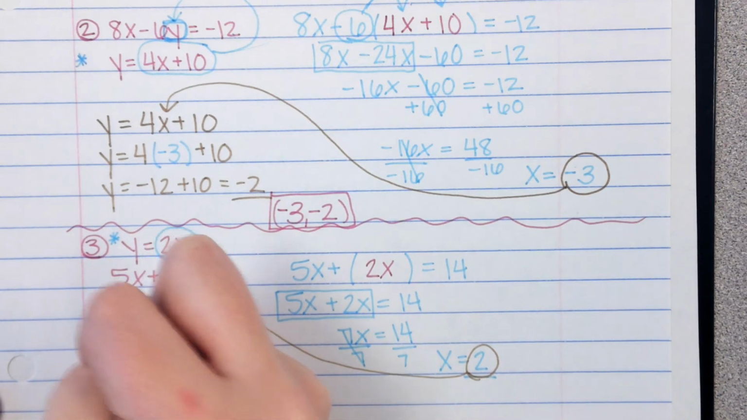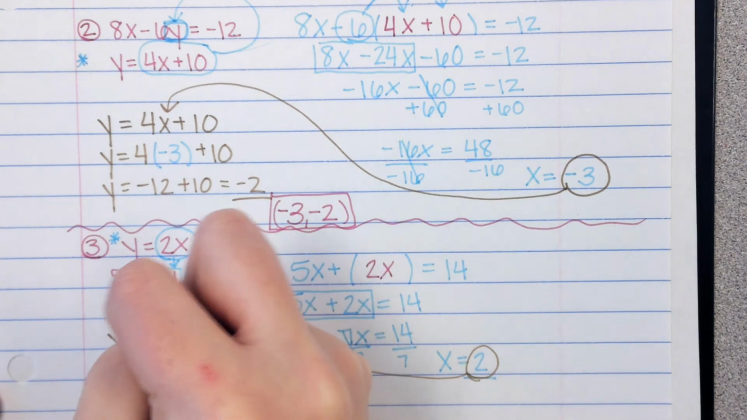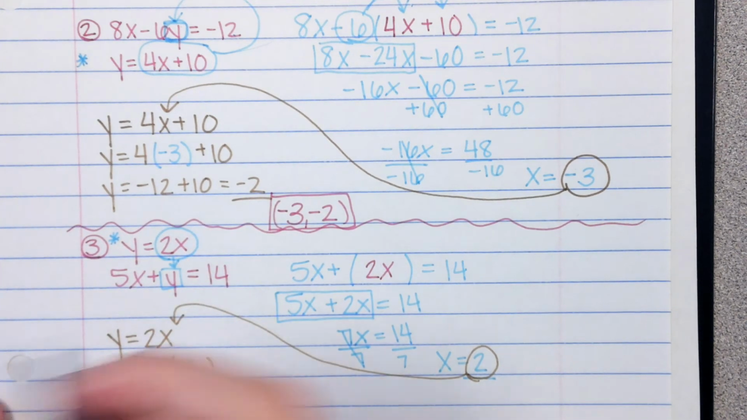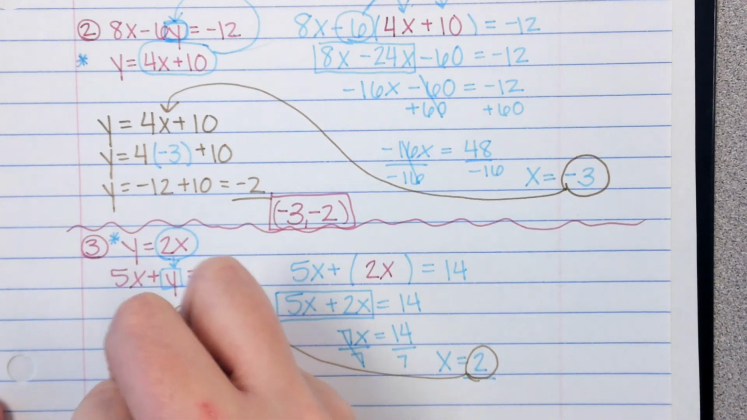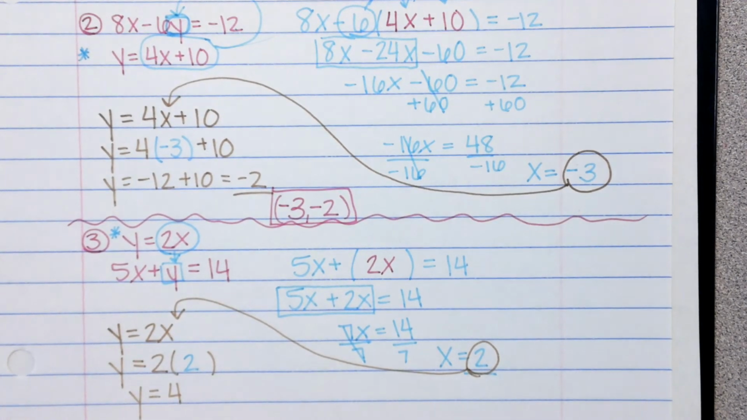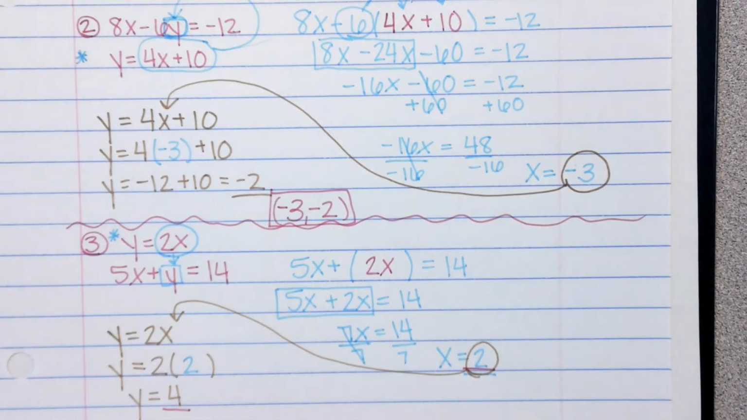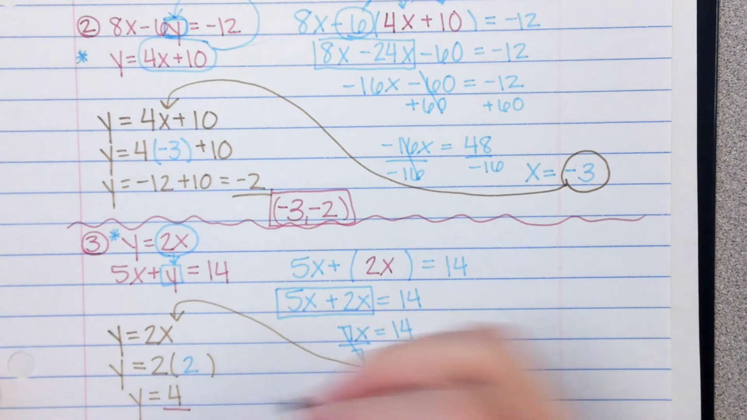So y equals 2 times 2. And that simplifies to y equals 4. So now I've got an x, I've got a y. What's my ordered pair or my answer? 2, 4.